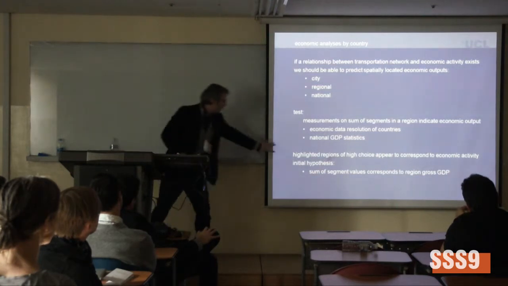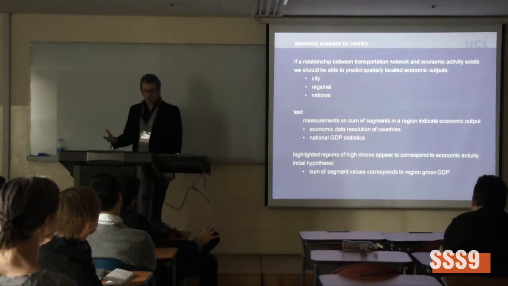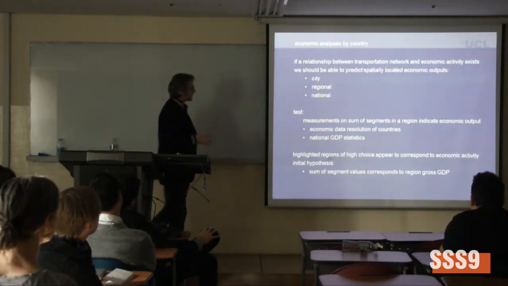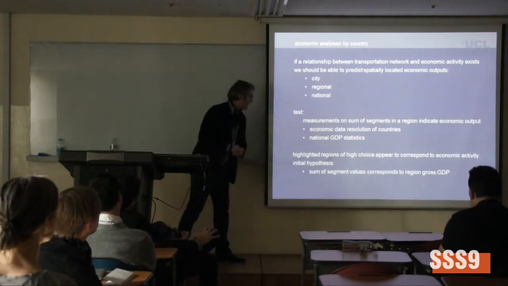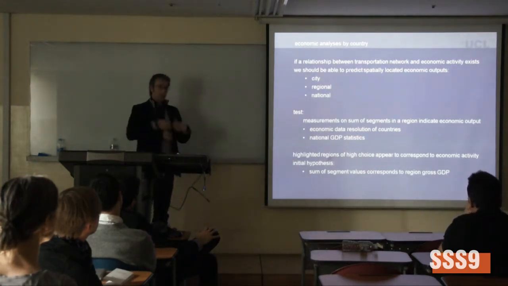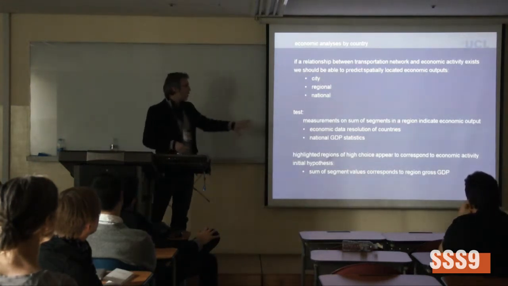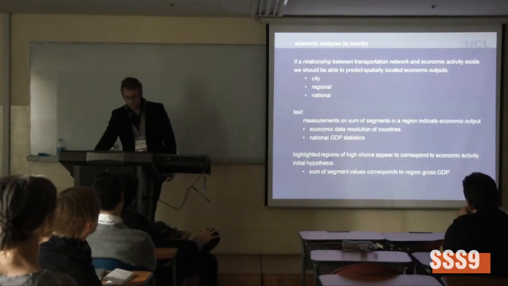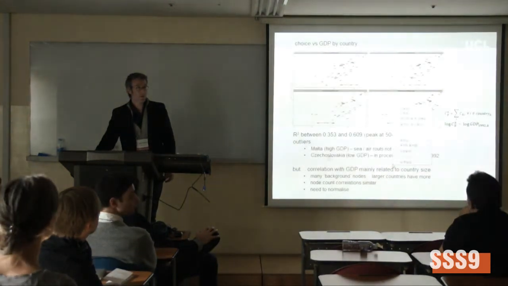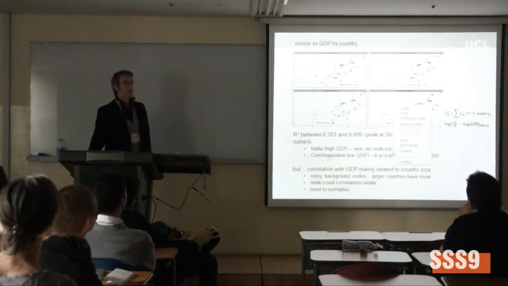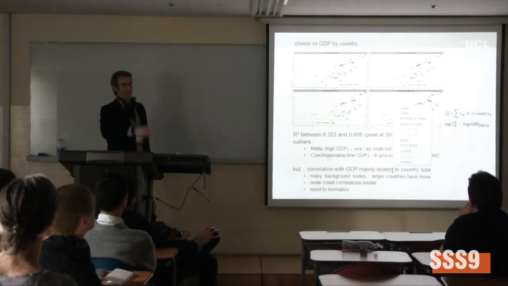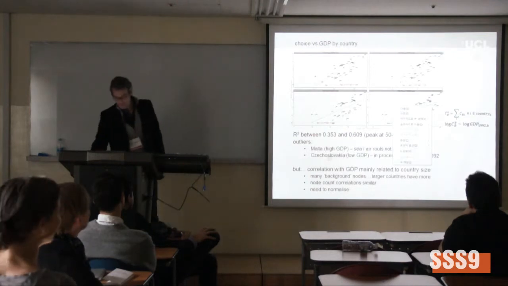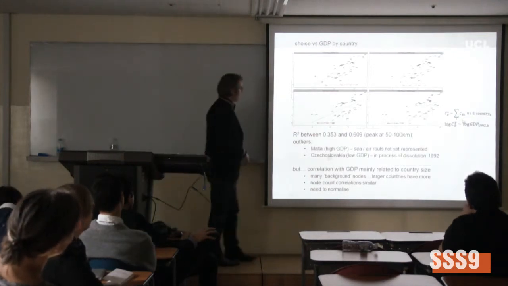Now, on the previous two slides, it looks as though these highlighted regions of high choice appear to correspond fairly well with economic activity. So that's the initial hypothesis. What we're saying is that the sum of segment values, in terms of choice measurements at some scale, will correspond quite well to the region's gross GDP. That's what we're testing initially. The sum of segments will matter. I'm getting to that on the slide. So that was the initial thing that we thought. And yes, you do actually get that. And I'll show you how we correct for that afterwards.